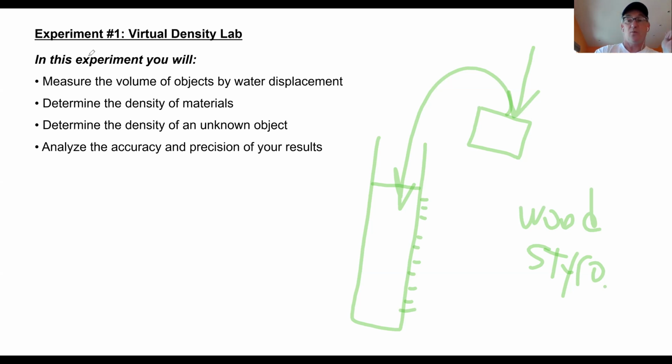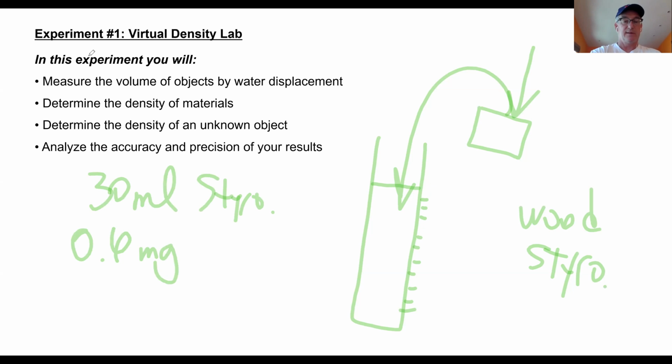Because let's say they took a 30 milliliter piece of styrofoam that has a density of 0.6 mg per mil. They put that in the water, and they noticed that it displaced 18 milliliters of water. And so they gave the volume as 18 milliliters.